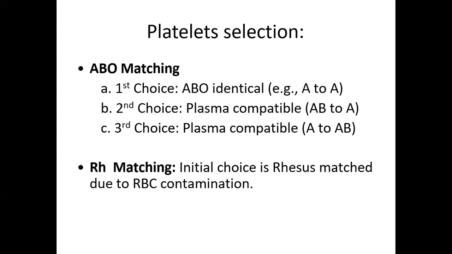So how do we select platelets for transfusion? We prefer to use ABO matching. Usually it is recommended that you can use any for platelets, but you know the process of separation, you may end up with a few red blood cells in your platelets, and that is why we go to ABO matching, where the first choice is ABO identical, where A gives to A, B to B, AB to AB, O to O. But the second choice will be plasma compatible, those who share similar antibodies, because these platelets are lined into plasma. And the third choice, again, plasma compatible, where A can give to AB.